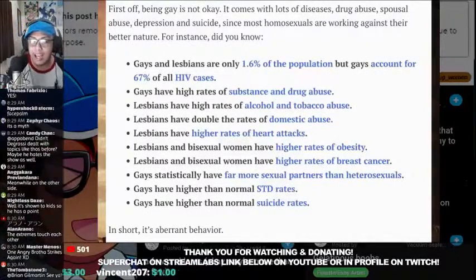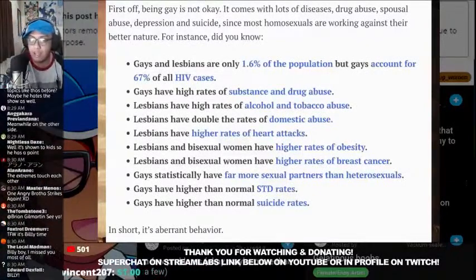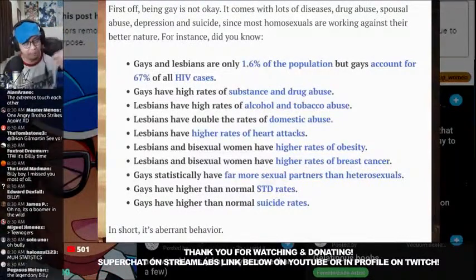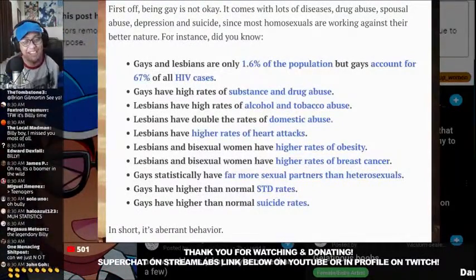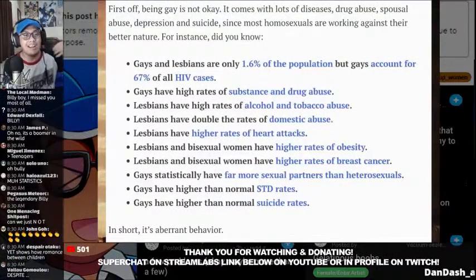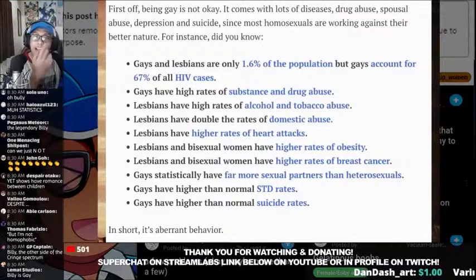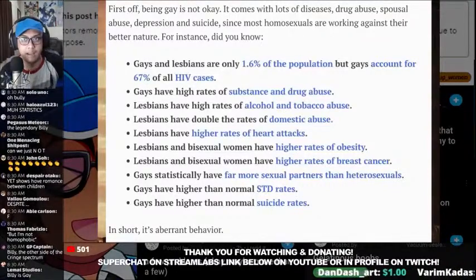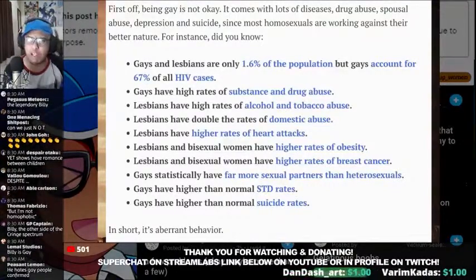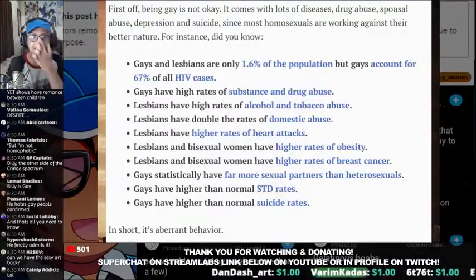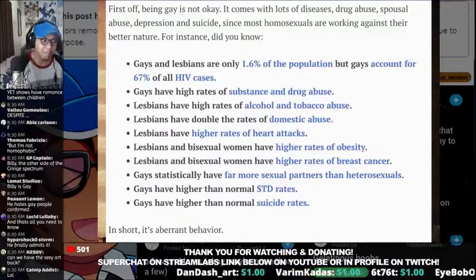If you have an attraction towards characters or people, or even characters, I'm not judging, but characters who are the same sex as you, that means it's not okay. And the reason why it's not okay, because it comes with a lot of disease, drug abuse, spousal abuse, depression, and suicide, since most homosexuals are working against their better nature.